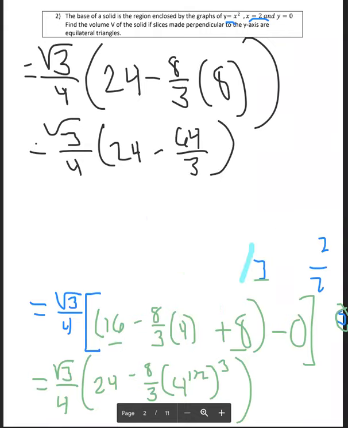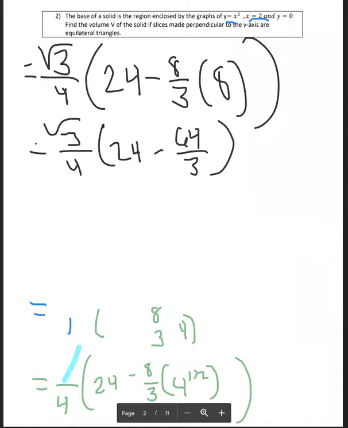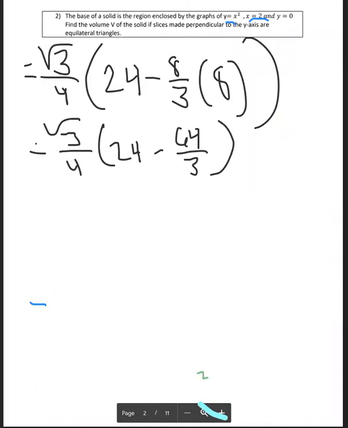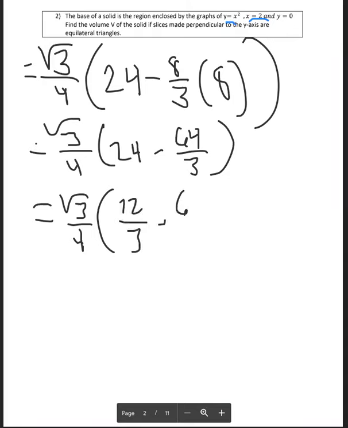The next step, there are 2 things you could do. What I would recommend, and this is what I did in my work at least, is to try to make the parentheses into one fraction, combining the like terms. So radical 3 over 4, 24, in order to subtract them, you need to have a denominator of 3. So you multiply by 3 over 3. 24 times 3 is 72 over 3 minus 64 over 3.